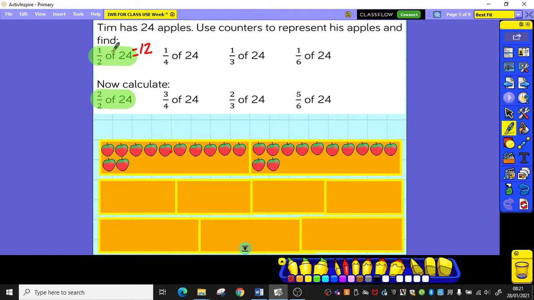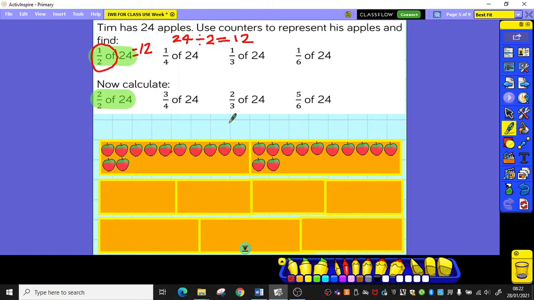Now, equally, what's really important is that if I'm finding half of something, then I realise that essentially I'm dividing by 2. I'm sharing between 2. How many 2's go into 24? Well, the answer is 12. So it's really important today to recognise that fractions and division are related. Effectively, you're doing the same thing.